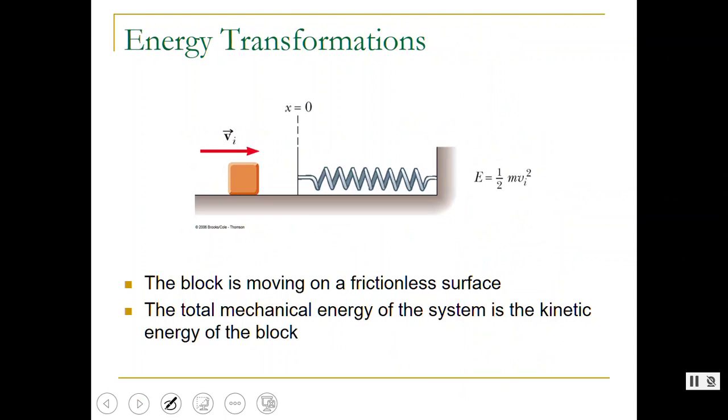Looking at this in a little more detail, we're going to make a bunch of assumptions. We're going to assume this is a frictionless surface, which means that there are no non-conservative forces, because the spring force is conservative, and that's really the only force acting here. And so the total amount of energy of our system is going to depend on the mass of the block and the initial speed of the block.